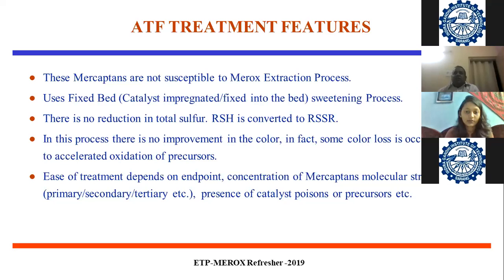Specific content of the product: there is no reduction in total sulfur. RSH is converted to RSSR. In this process, there is no improvement in the color. In fact, some color loss occurs due to accelerated oxidation of the precursors. ATF treatment depends on the endpoint and the concentration of mercaptans, which may be primary, secondary, tertiary, etc. Agents of catalyst poisoning or precursors are for the reactor purpose.